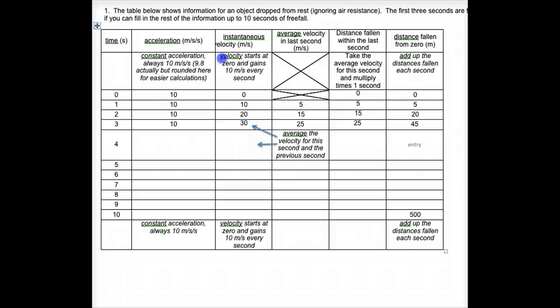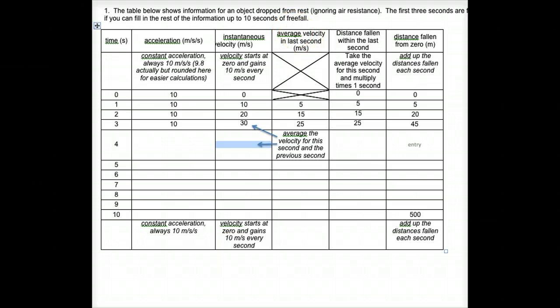Instantaneous velocity, here's our clue. Velocity starts at 0 and it gains by acceleration every second. So it's instantaneous speed or velocity. It's 0 when it's first dropped. It accelerates, and so therefore it's going 10 meters per second. Every second it speeds up by 10 meters per second. So you can see the pattern here. 10, 20, 30, I'll let you guess what goes in this block.